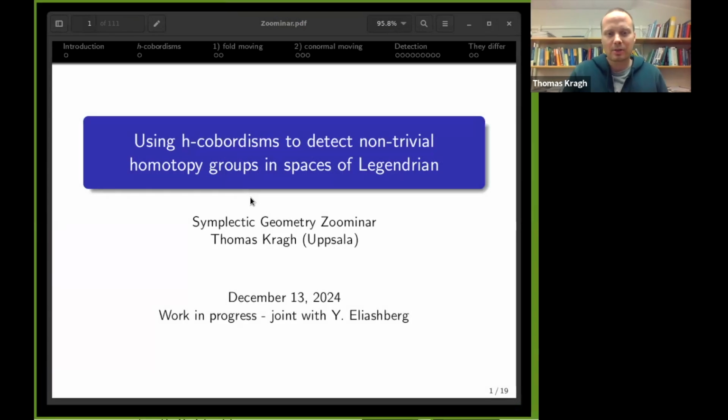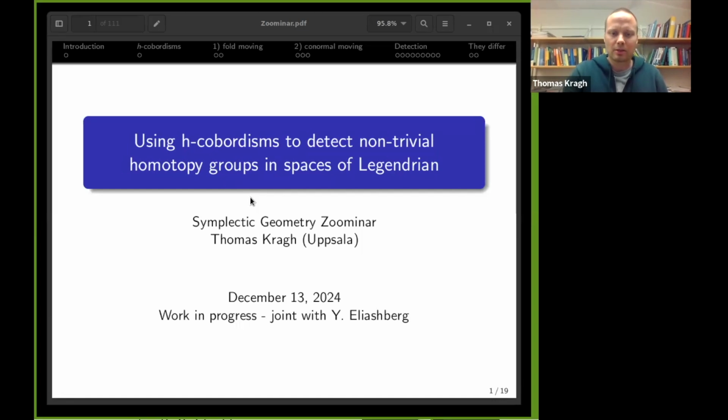Yes, thanks. So I'm going to talk about using h-cobordisms to detect non-trivial homotopy groups in spaces of Legendrians. This is joint work with Yasha, and it's something we've been working on for a while. In fact, Yasha gave a talk about some of this three years ago here in the Symplectic Zoominar. But it's changed quite a lot since then, so even if you saw that talk, it'll be kind of new.